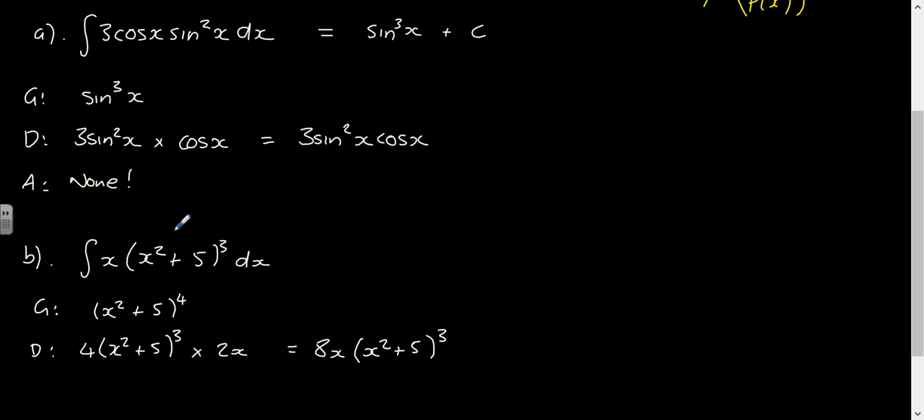Did we get something similar? Yes, we got something similar. How far away are we? We're out by a factor of 8. Our answer is 8 times too big. And so we divide our initial guess by 8. So that means that our integral for x times x squared plus 5 to the power of 3 is 1/8 of x squared plus 5 to the power of 4 plus c.